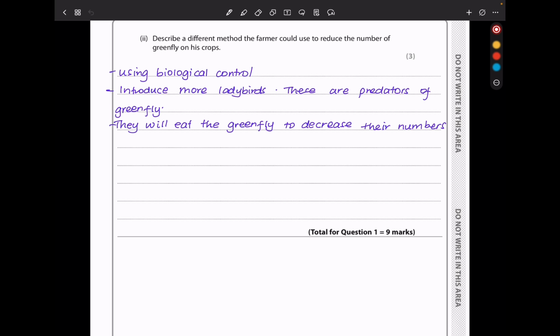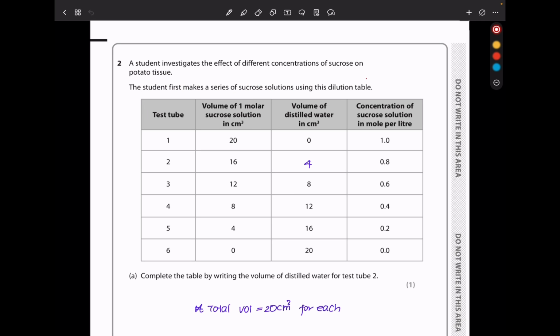So this brings us to the end of question 1. Let's continue to question 2. In question 2, a student investigates the effect of different concentrations of sucrose on potato tissue.